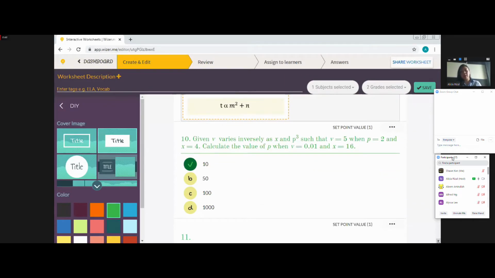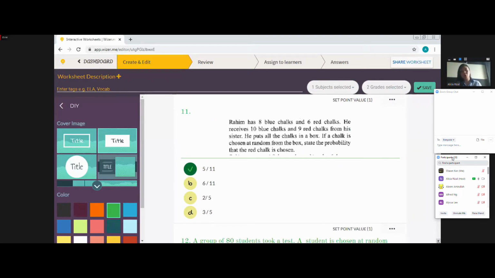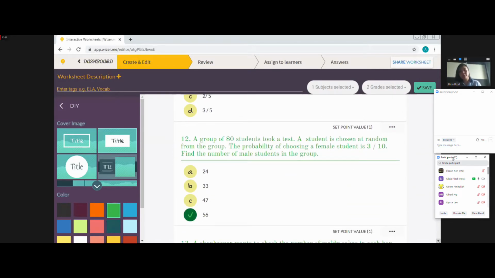Okay, number 10, the answer is A. Number 11, okay, so this is now your probability, coming into probability. So it's A. Number 12 is also donkey.